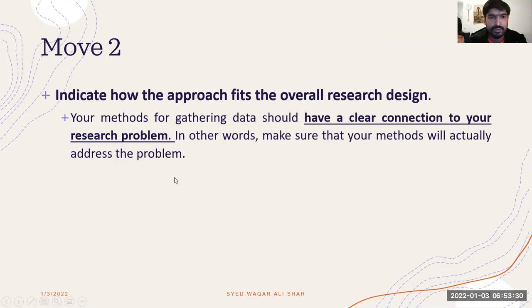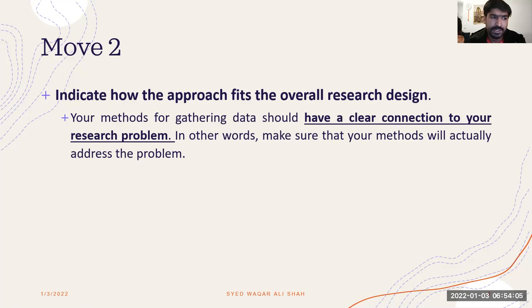Okay, so move 2 is to indicate how the approach fits the overall research design. The next step is to show very clearly whether the methodology that we have selected for our study really fits the overall research design, and whether it really has the capability to address our research problem. As I said, methodology has to be selected in accordance with the research problem, in accordance with the nature of your study.